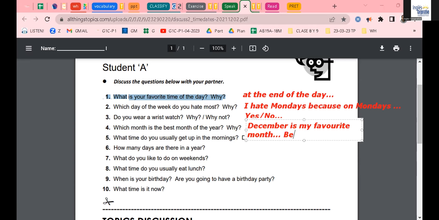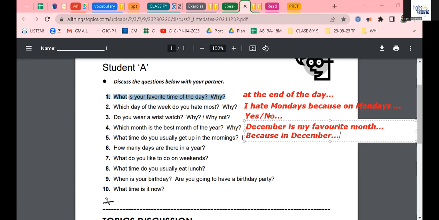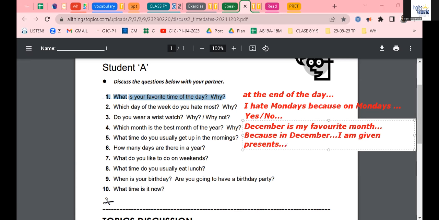Because, you explain. Because in December, what do you do in December? Because in December, I eat pan con pollo. Because in December, I buy presents. Because in December, I am given presents. Or you like to share, you share with your family. O comparte con la familia. So you explain why, right?